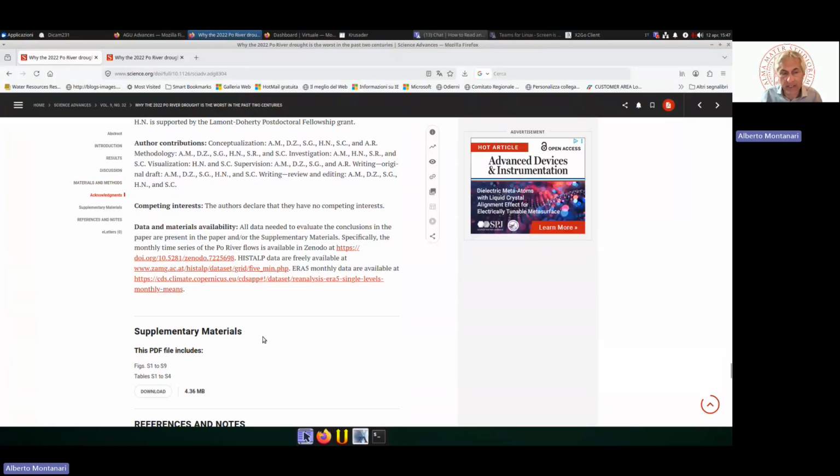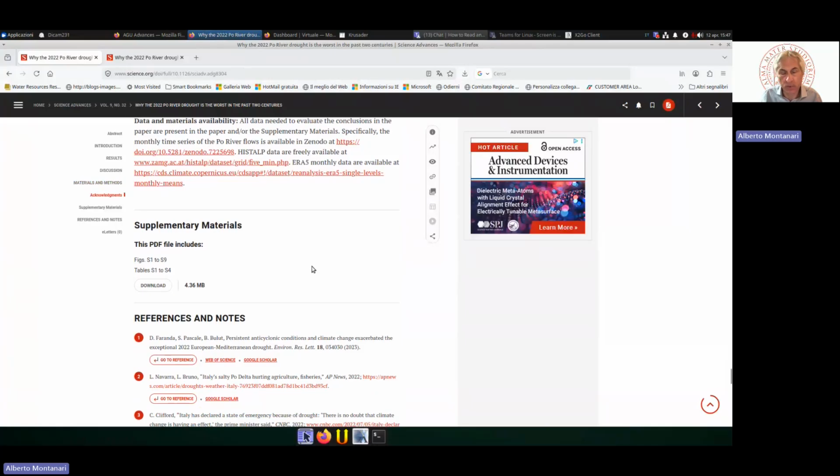As you see, there is a supplementary material. What does this mean? Many journals, especially the top ones, have fixed limitations to the overall length of the paper, which means that you are required to write a text that is self-contained. And they say, if you have additional details to provide, you can attach a file as supplementary material.